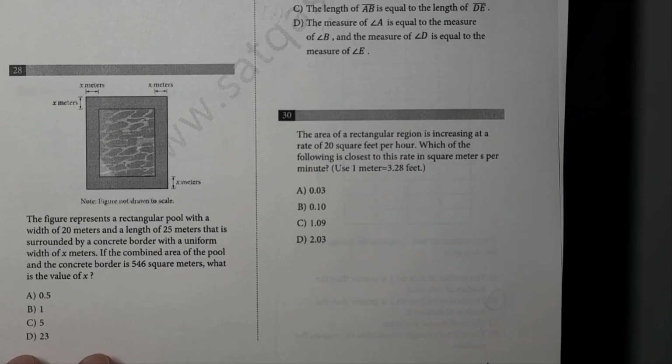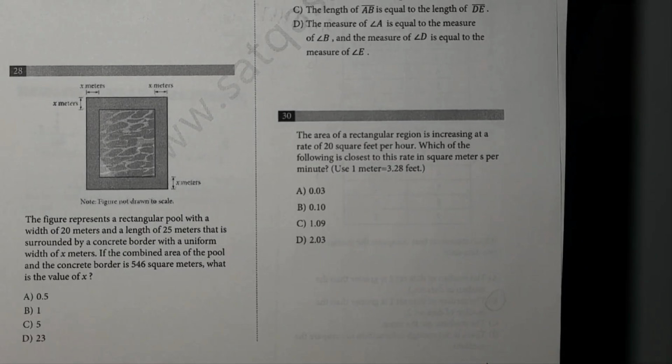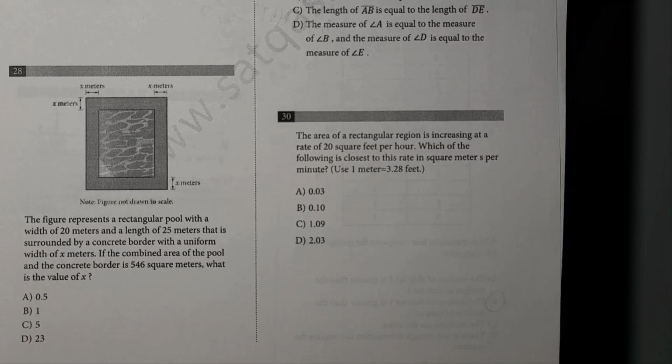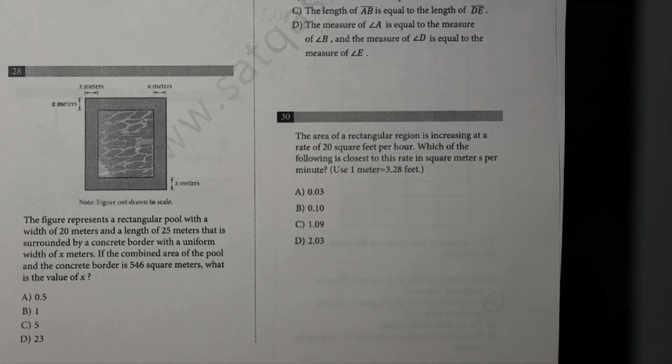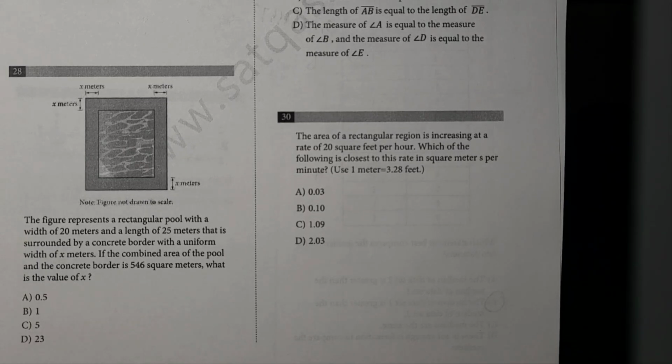Figure represents a rectangular pool with a width of 20 meters and a length of 25 meters that is surrounded by a concrete border with a uniform width of x meters. If the combined area of the pool and the concrete border is 546 square meters, what is the value of x?